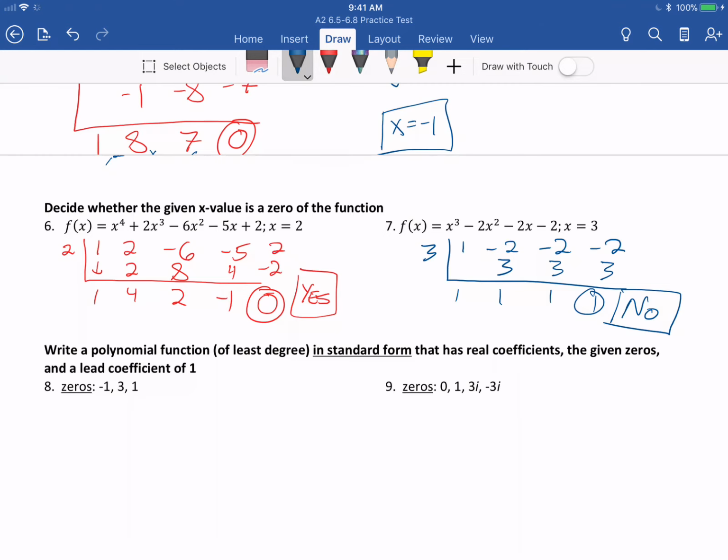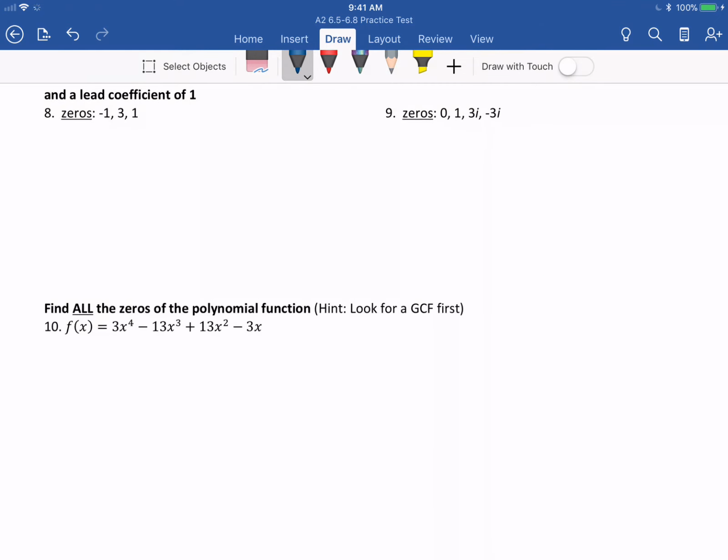All right, awesome. So moving on to these zeros, 8 and 9. These ones are where we actually multiply these guys together. So remember here, if my zeros are negative 1, 3, and 1, that's when they switch in those parentheses. So it's going to be x plus 1, x minus 3, and x minus 1. Okay, so now here you just need to FOIL these guys together, and I'm going to multiply these two first together. So I'm going to FOIL that onto that, bring the 1s over.